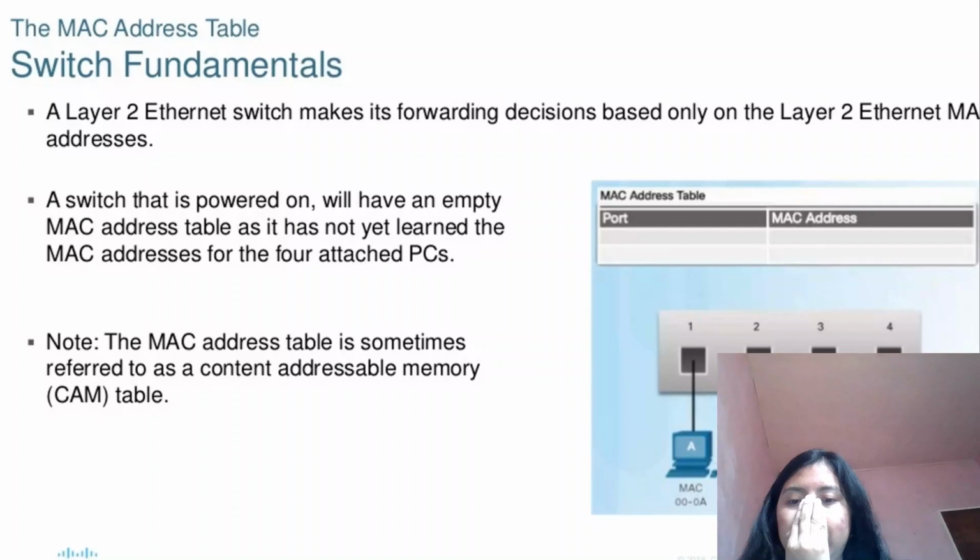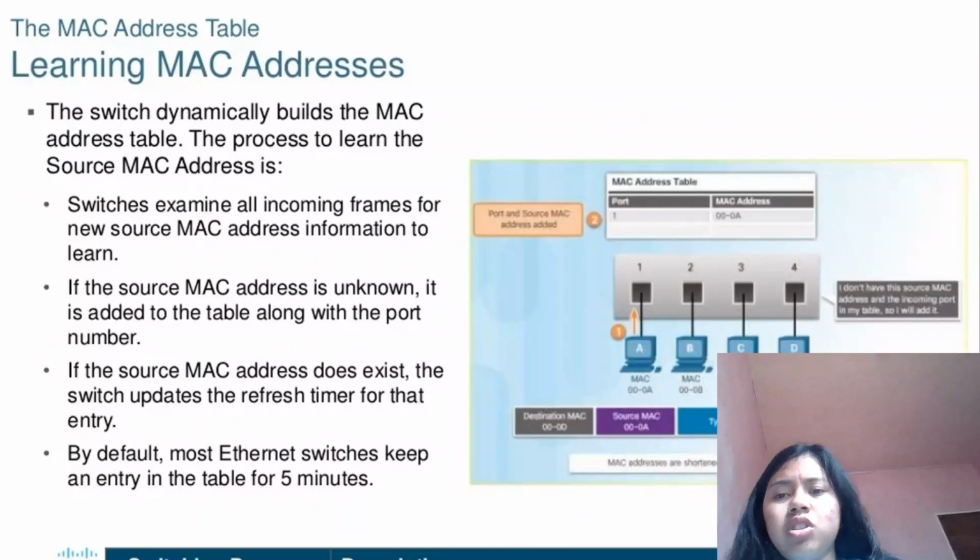Learning MAC addresses. The switch dynamically builds the MAC address table. The process to learn the source MAC address is that switches examine all incoming frames for new source MAC address information to learn. If the source MAC address is not known, it is added to the table along with the port number. If the source MAC address does exist, the switch updates the refresh timer for that entry.